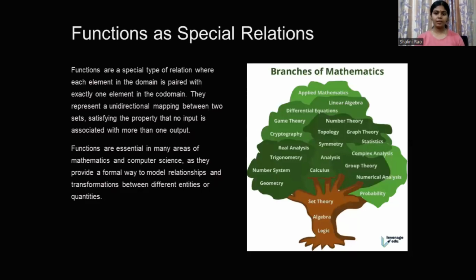Functions as special relations. Functions are a special type of relation where each element in the domain is paired with exactly one element in the codomain. They represent a unidirectional mapping between two sets, satisfying the property that no input is associated with more than one output. Functions are essential in many areas of mathematics and computer science as they provide a formal way to model relationships and transformations between different entities or quantities.